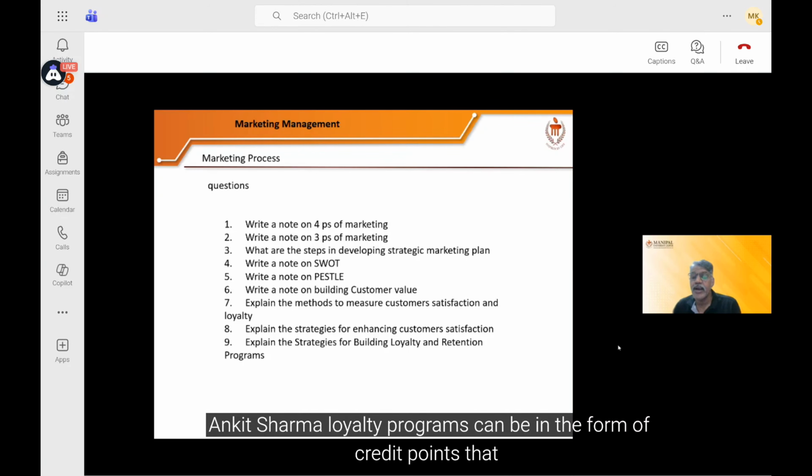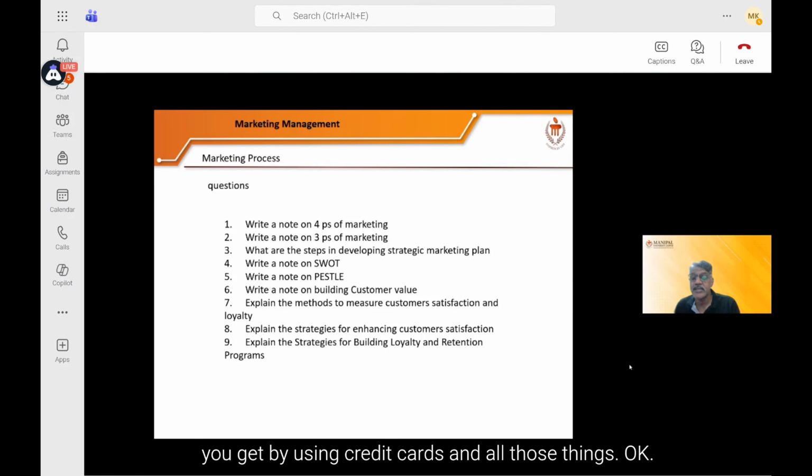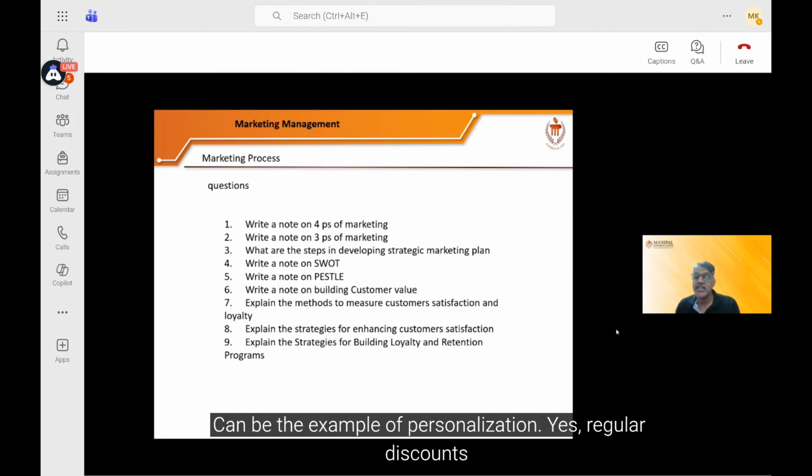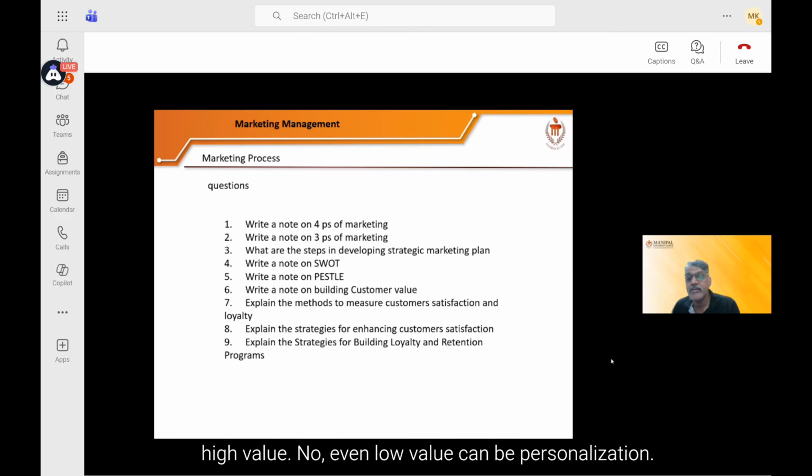Ankit Sharma, loyalty programs can be in the form of credit points that you get by using credit cards and all those things. Okay. Zomato delivery guys, right? Attractive lines on their boxes can be an example of personalization. Yes. Regular discounts also come under this category. Yes. Is personalization high value? No. Even low value can be personalization.